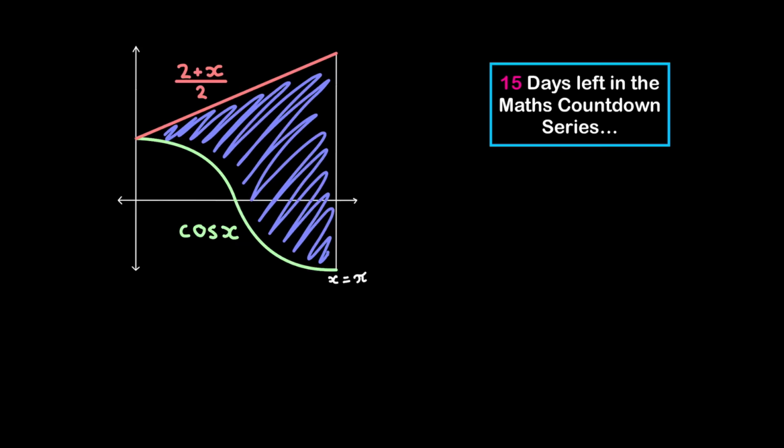Find the area bounded by the line x equals 0, which is the y-axis, x equals pi, which is this vertical line, (2 plus x) over 2, and cosine of x. So that's this region shaded in purple. In order to find the area of a region bounded by curves, we need to use definite integrals.